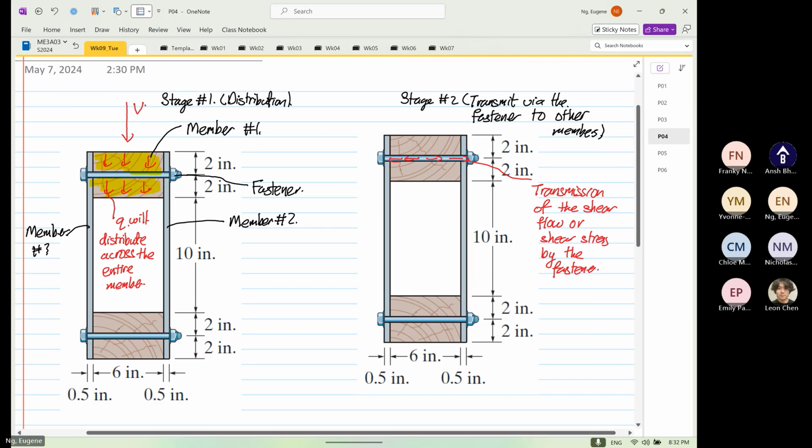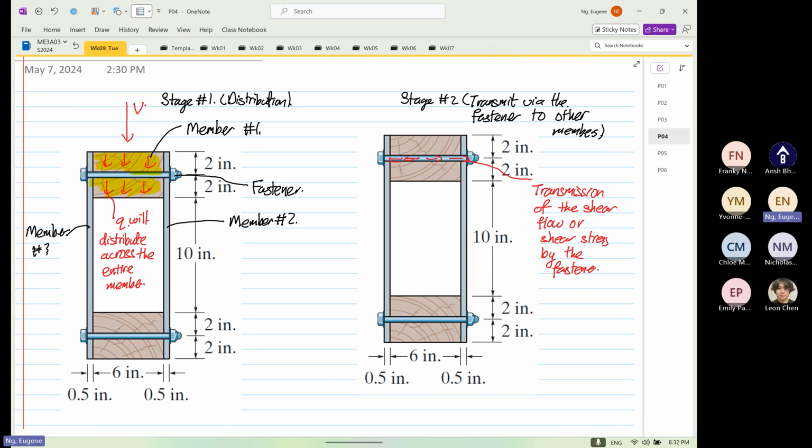Okay, right? So again, stage one is what? The distribution has to be on the entire member. Stage 2 is the transmission of the shear flow by the what? By the fastener. And this has to be in this order. If not, the analysis is very complex to comprehend.